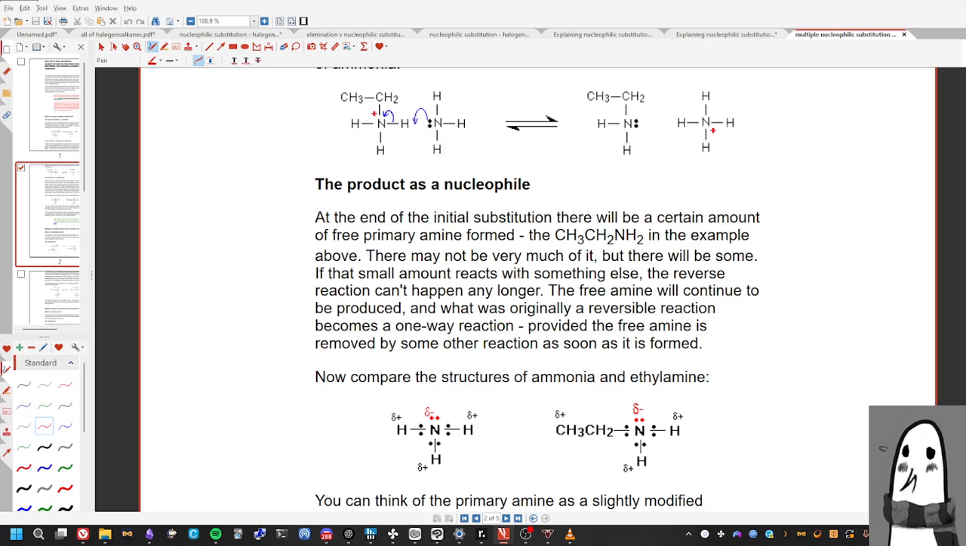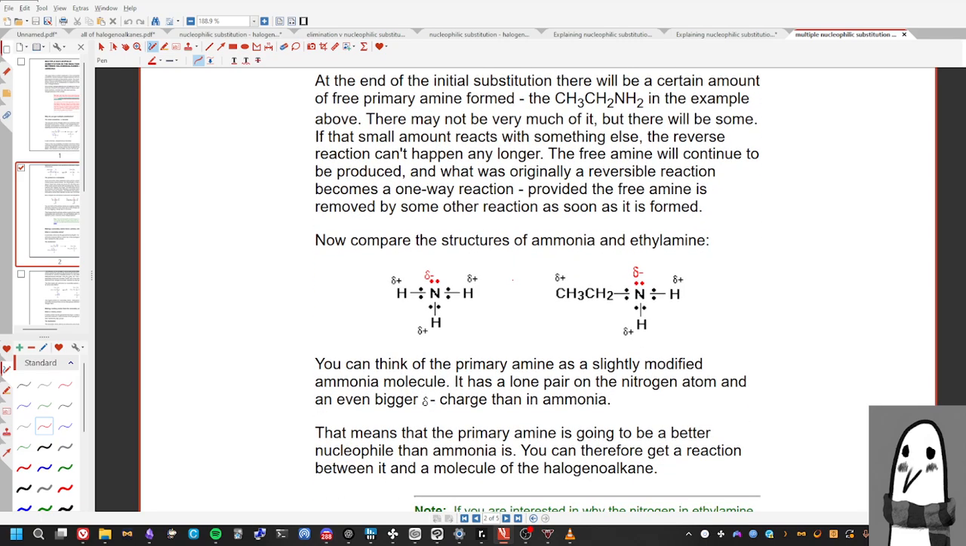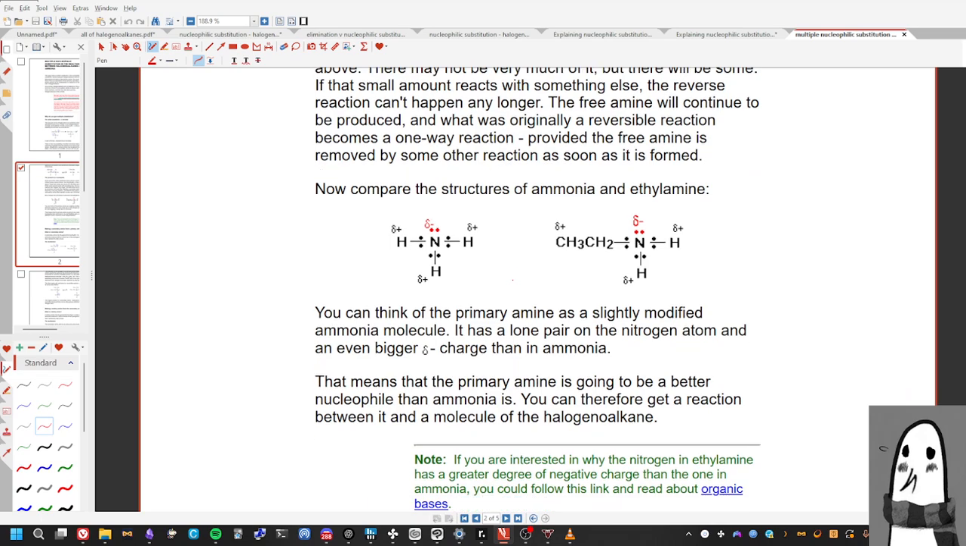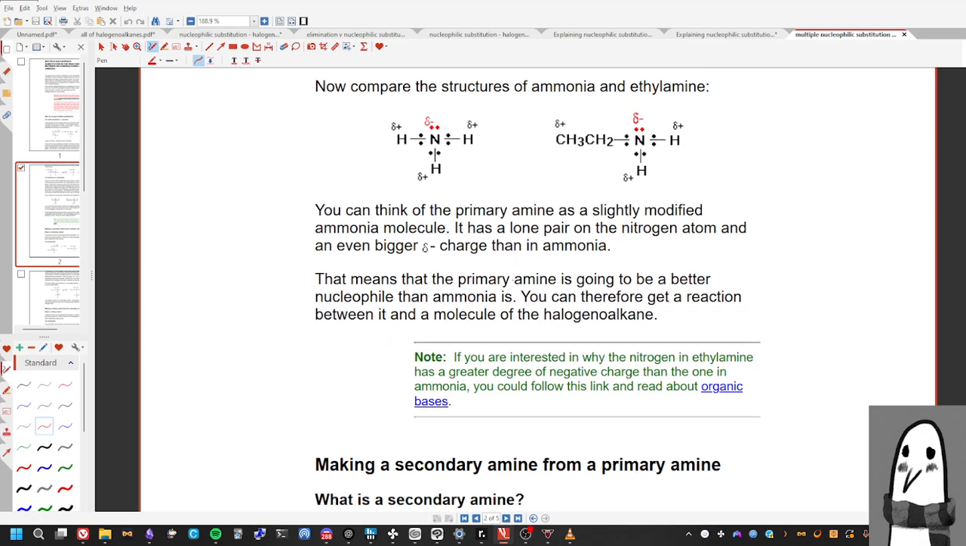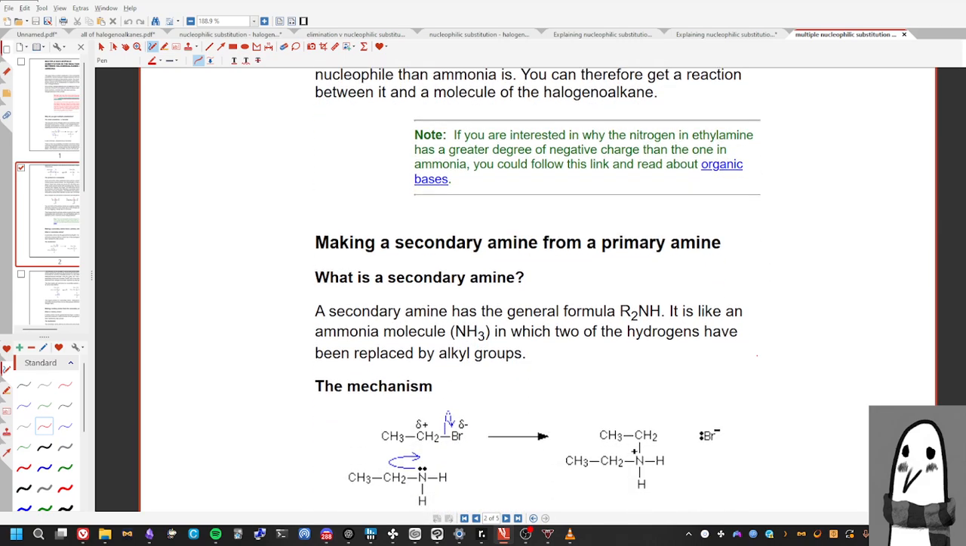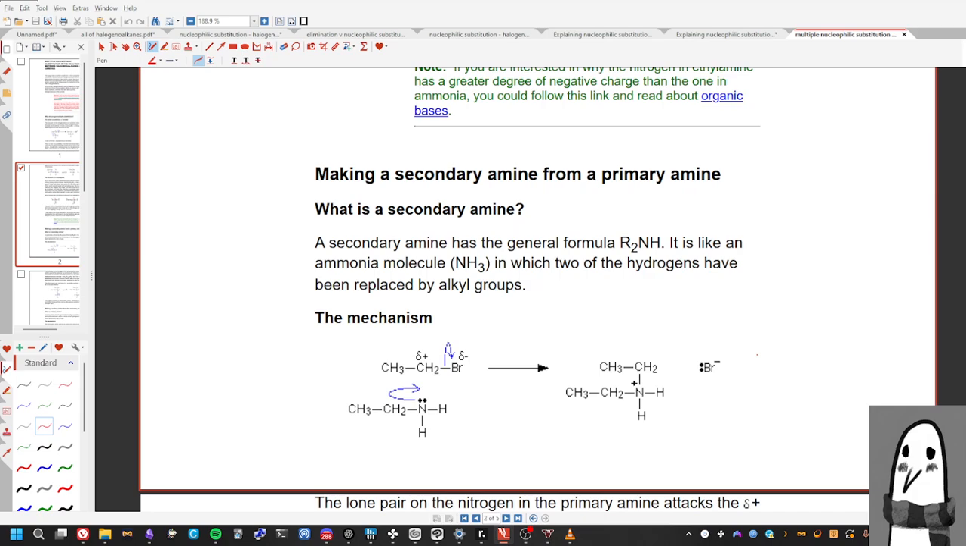Compare the structures of ammonia and ethylamine. You can think of the primary amine as a slightly modified ammonia molecule. It has a lone pair on nitrogen and a bigger structure than ammonia. That means that the primary amine is going to be a better nucleophile than ammonia is. And you can therefore get a reaction between it and a halogenoalkane. Holy shit. I'm making a secondary amine from a primary amine.